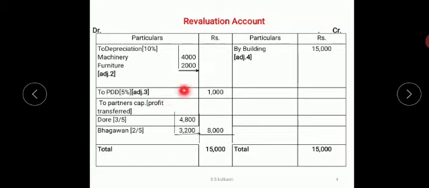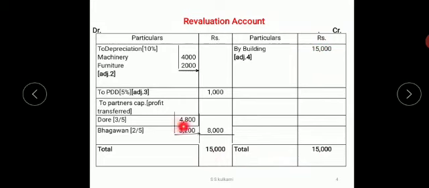Next, the building, adjustment number 4. The building is revalued, so the amount given is taken as it is. It is to be increased by 15,000. Now take the total on the credit side and write the same total on the debit side.